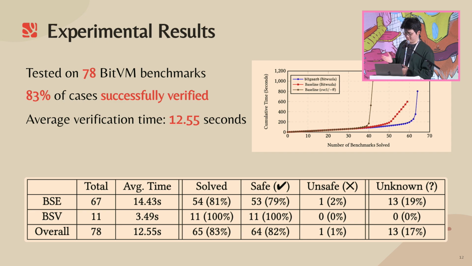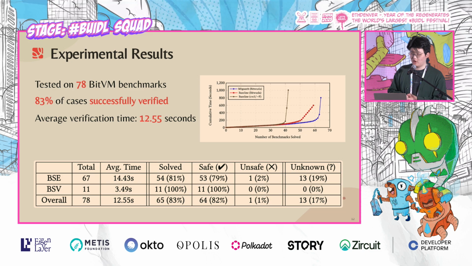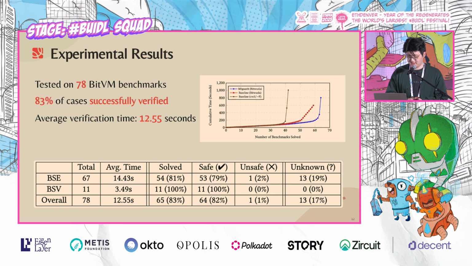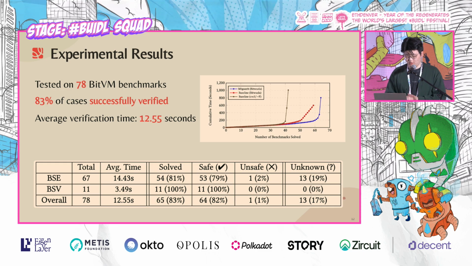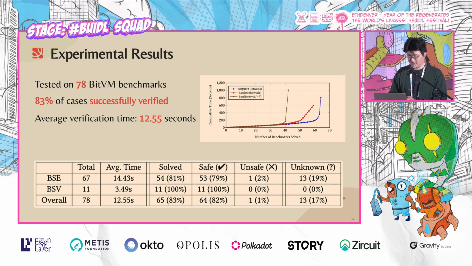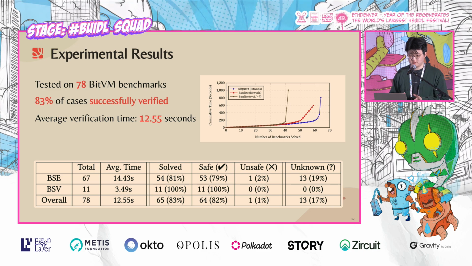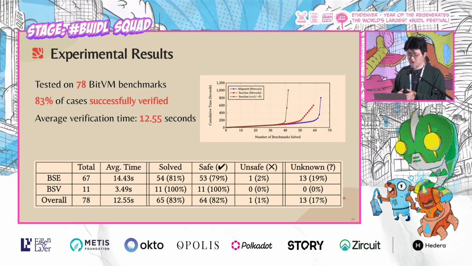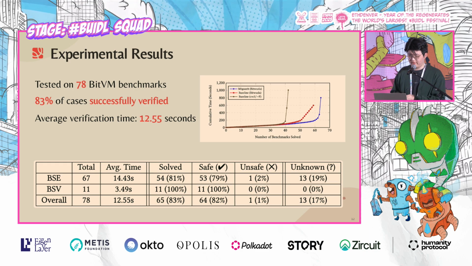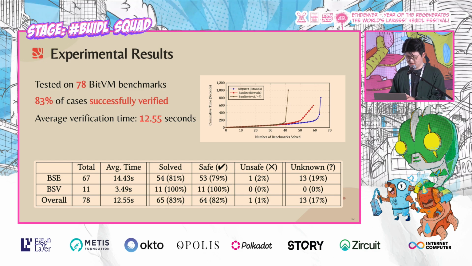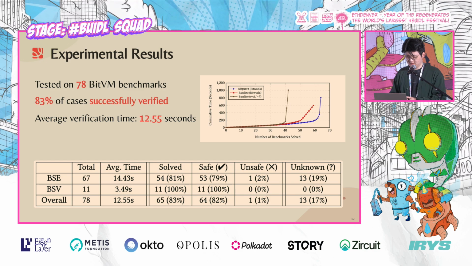So we can talk about our experimental results. We evaluate our verification tool on 78 different benchmarks from BitVM, and the results are promising. Our tool successfully verified 83% of all the cases, and the average verification time per benchmark was just 12 seconds. We also compare this tool with the vanilla solution, which simply converts the Bitcoin script into verification conditions without any loop invariants and inference. It shows faster verification time and can solve many more benchmarks.